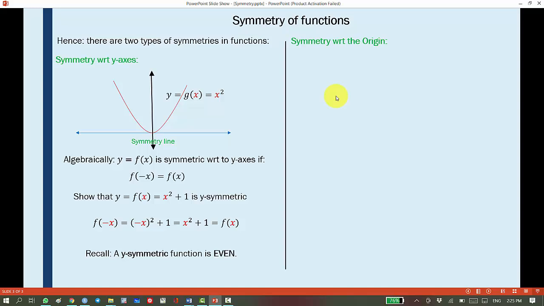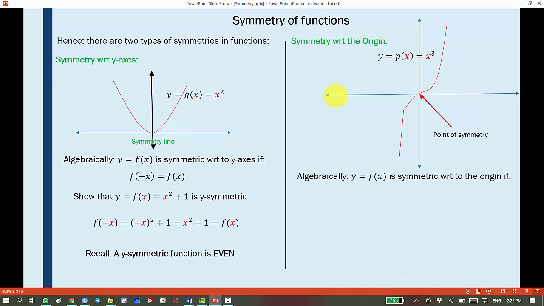The other type of symmetry of functions is symmetry with respect to the origin, such as the graph of the function y equals x to the power 3, which is O-symmetry. The O-symmetry can also be checked algebraically. In other words, y equals f of x is O-symmetric if f of minus x is equal to minus f of x.